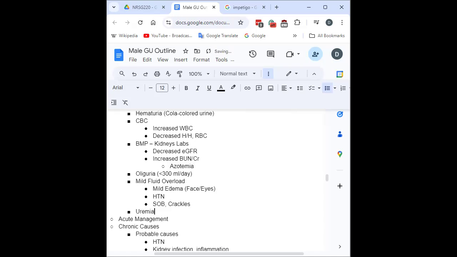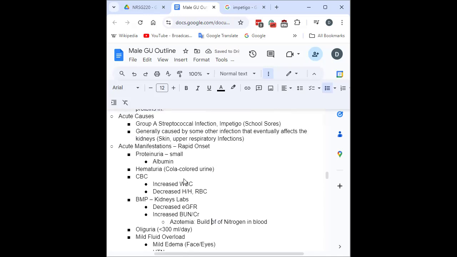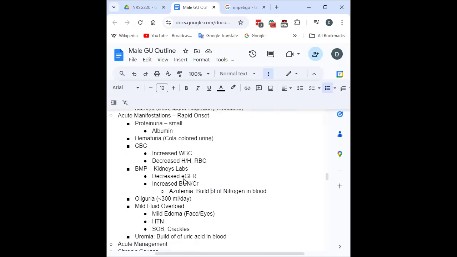Something else is uremia, so that's a buildup of uric acid in the blood. Kind of goes with that. Okay, any confusion on anything here? This is a very big key defining fact.